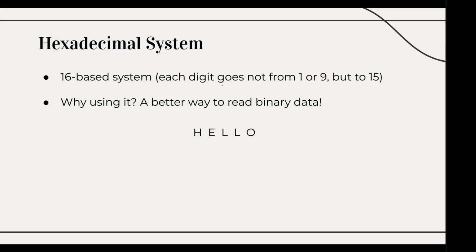Now, what about this hexadecimal system? In the hexadecimal system, our base goes to 16, so not from 1 to 9 like we have in the decimal, but from 1 to 15. And why does this even exist? Why would it be interesting to use that? Well, it is very good for reading binary data.